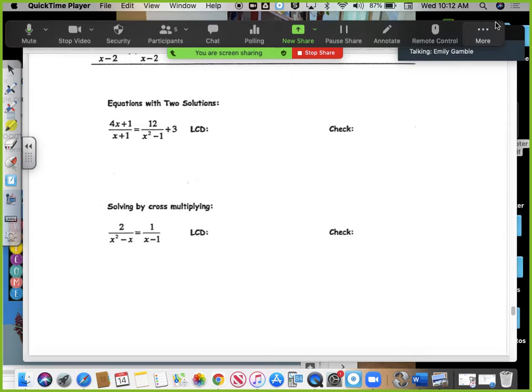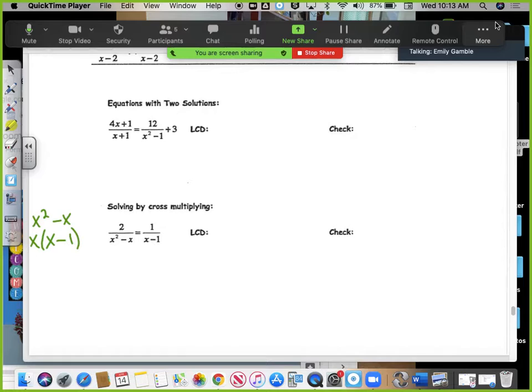So here is a problem that we're going to solve, and it's 2 over x squared minus x equals 1 over x minus 1. The first step in solving is factor everything. So I'm looking at 2, which can't be factored, but x squared minus x, it would be helpful for me to factor. So to factor x squared minus x, the only thing that comes to mind is pulling out the greatest common factor. What is the greatest common factor between x squared and x? Yeah, so I can take an x out, and I'm left with x minus 1.